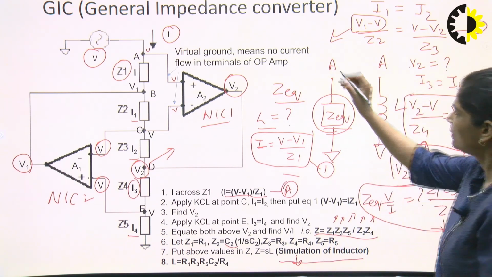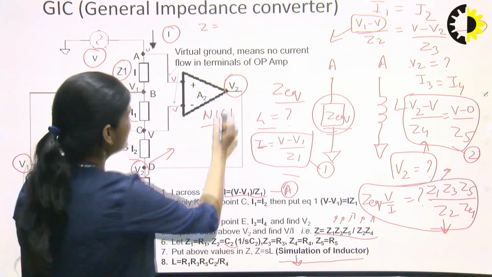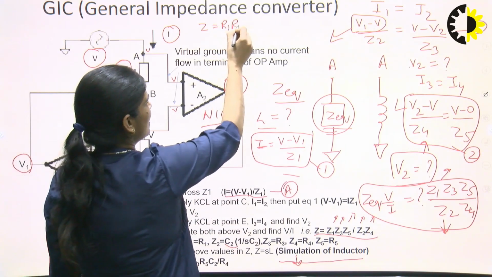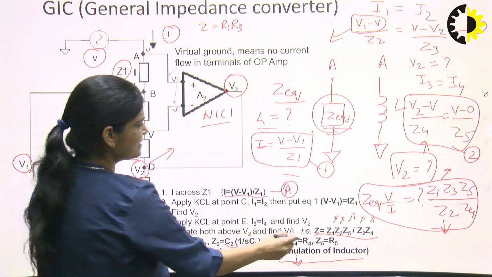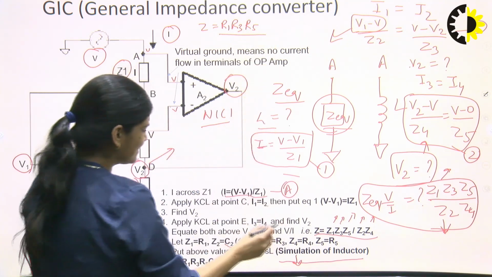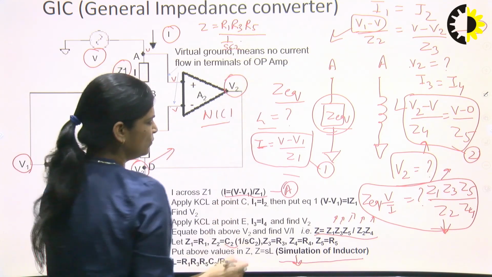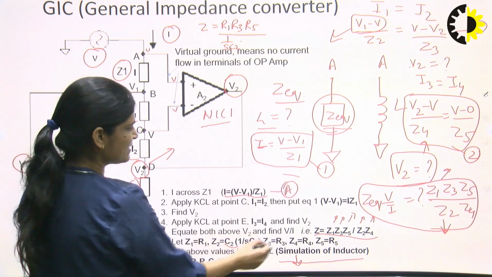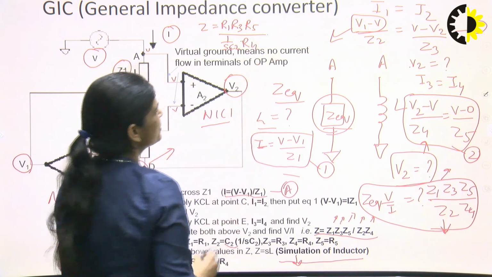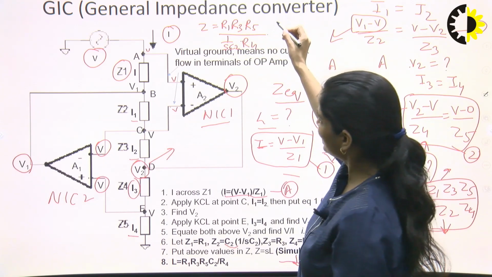When you will put all these values, you will get here Z is equal to, Z1 is R1 and Z3 is R3, Z5 is how much? R5, upon Z2 is 1 upon S C2, into here Z4 is R4, right? So this is the equation. So this is numerator and this is denominator. So 1 upon S C2, S you will get in the numerator.